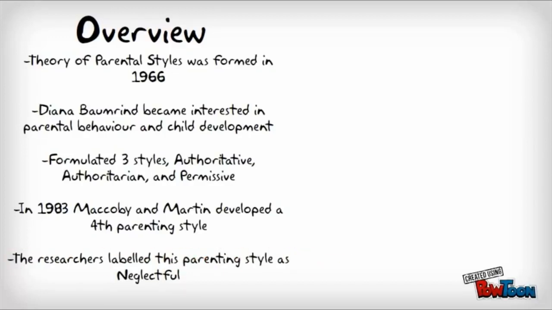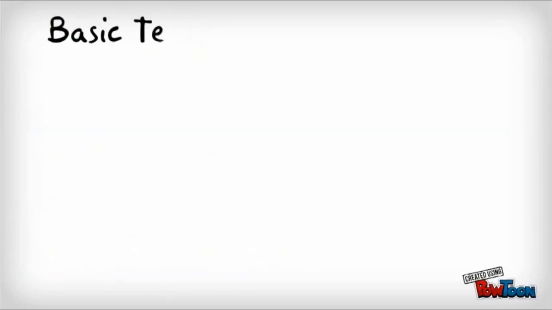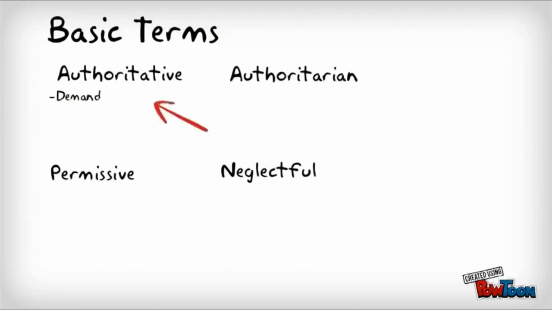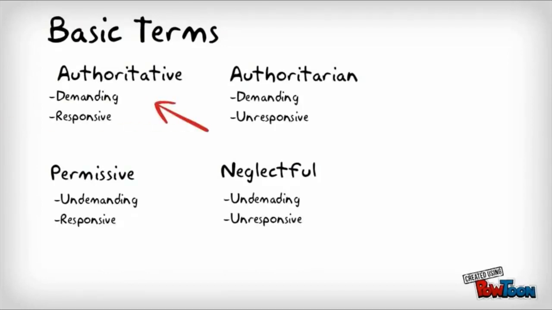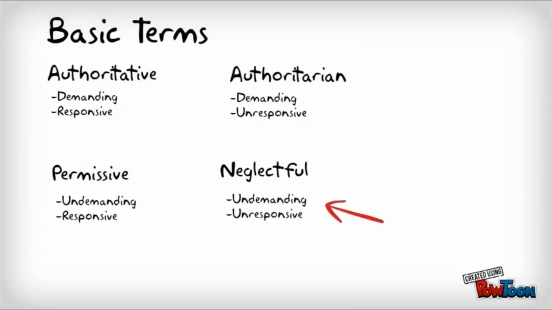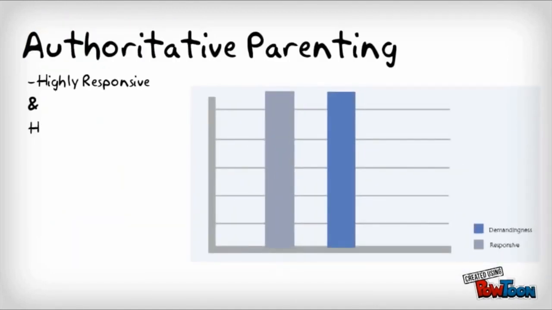These parental styles are categorized based on how demanding and responsive parents are towards their children, and oftentimes parents are not labeled as a single type of parent, but rather fall somewhere in the middle, exhibiting traits of multiple styles. Before we go into more depth about the styles of parenting, we'll do a quick outline of how these parenting styles are categorized. As you can see, authoritative parenting falls into a demanding and responsive category, while authoritarian parenting falls into a demanding and unresponsive category. Permissive parenting falls into an undemanding and responsive category, and finally, neglectful parenting is an undemanding and unresponsive style of parenting.